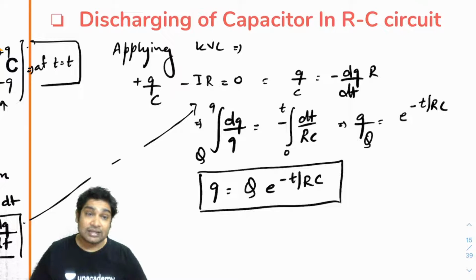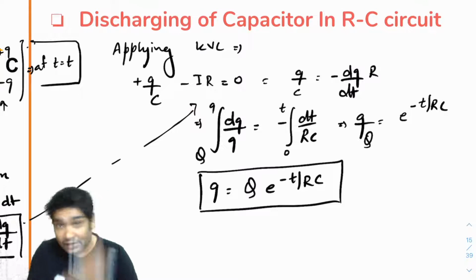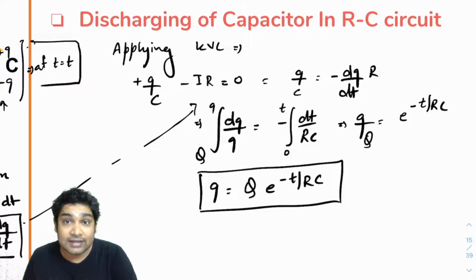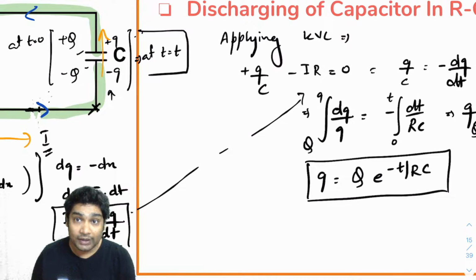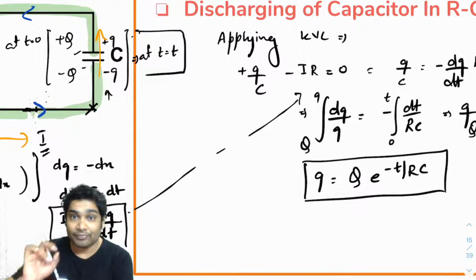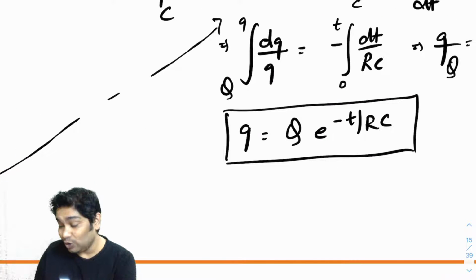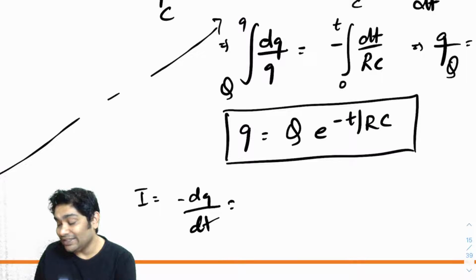Now this time, last time I got this kind of expression for current. Current was decaying. This time I have got this expression for the charge. The charge across the capacitor is decaying exponentially. Okay. If I wanted to have an equation for current, then also I will find that I would be equal to minus dq over dt.